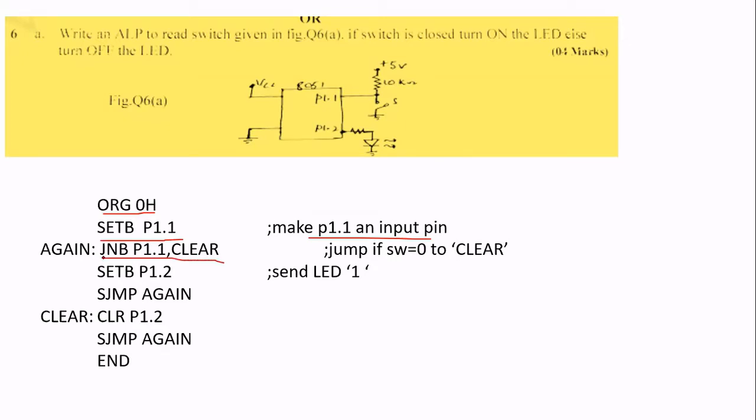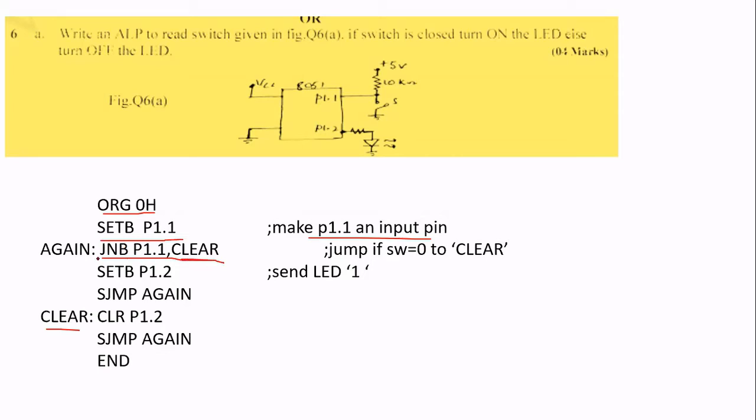If it is not pressed, I need to go to CLEAR, where CLEAR is a location where I am clearing the bit P1.2. Why am I clearing it? If I send 0, then only my LED will be turned off. And what is the other status? JNB here is jump if not bit set, correct? If the bit P1.1 is not set, I'll be moving to CLEAR.